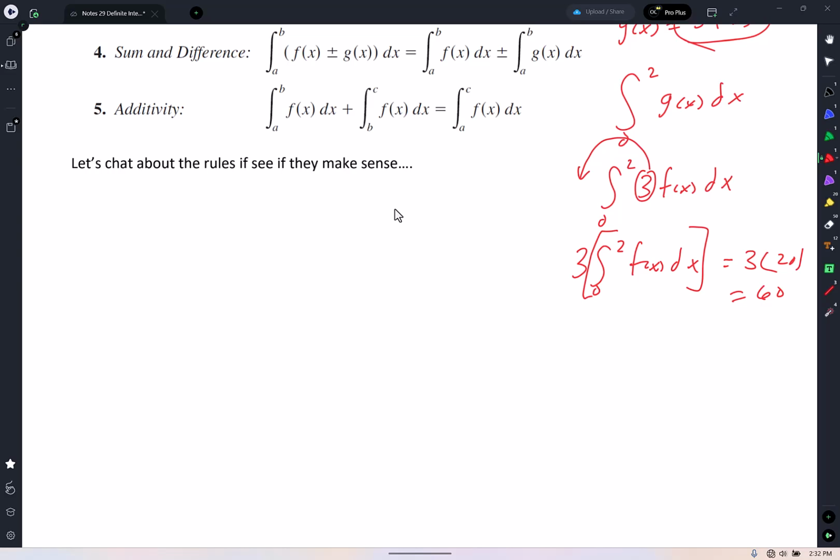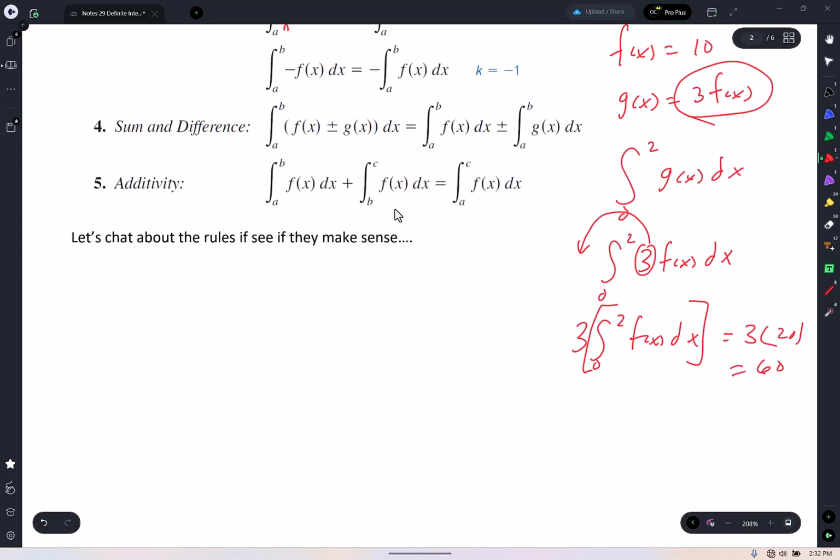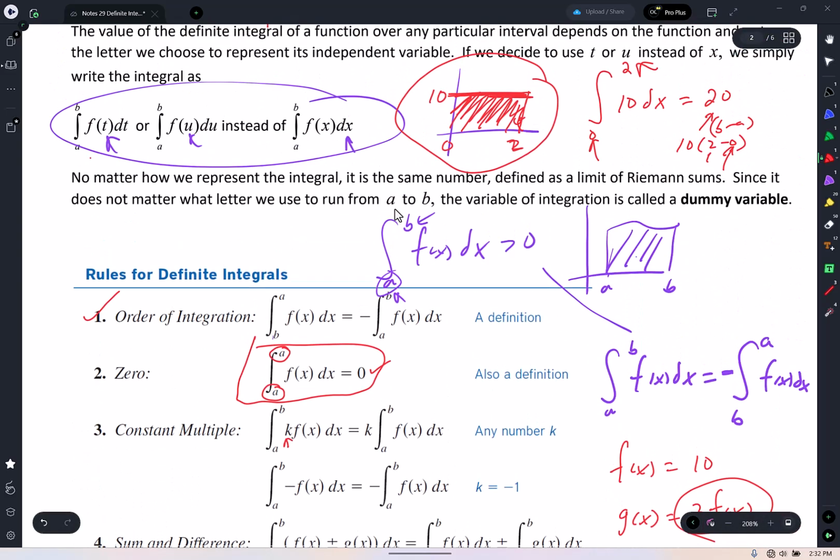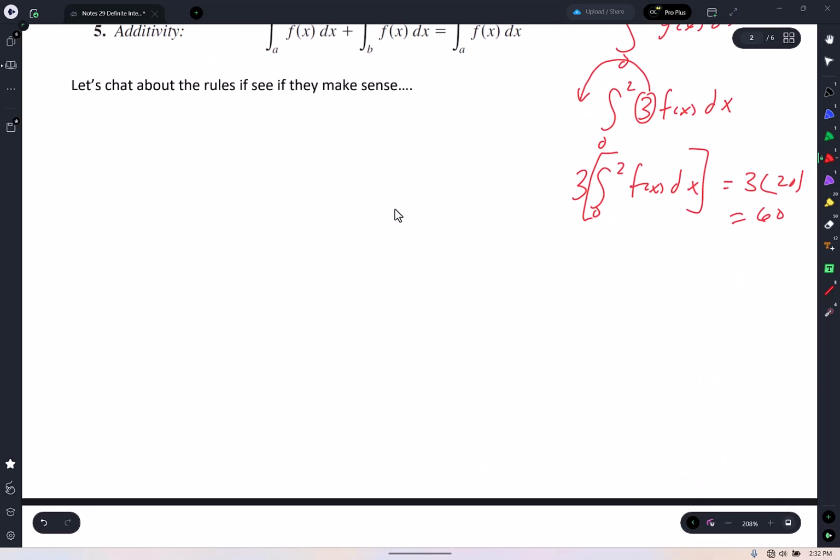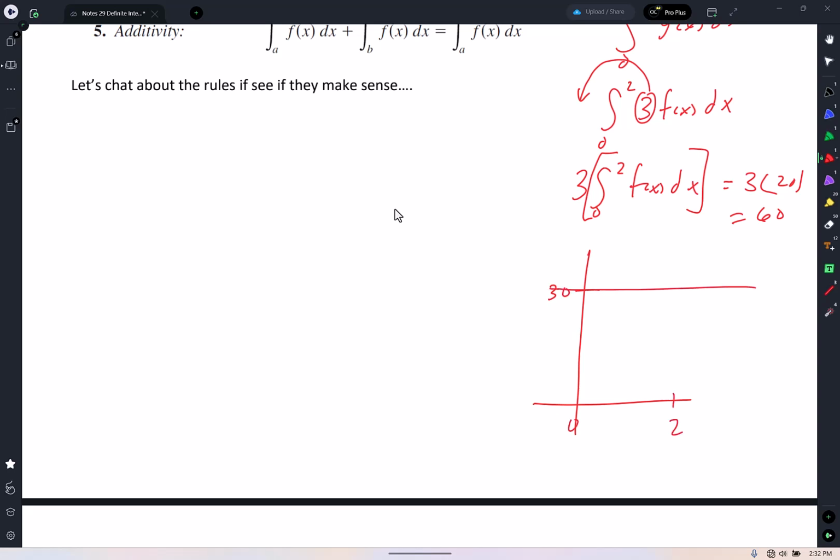Well, would I have gotten 60 if I would have just gone right into 3 times f of x? Well, let's see. 3 times 10 is 30. So if I would have drawn, just listen. You don't have to write this down. There's my 30. Here's 0. Here's 2. Look, guys, that area is going to be 60 anyways.